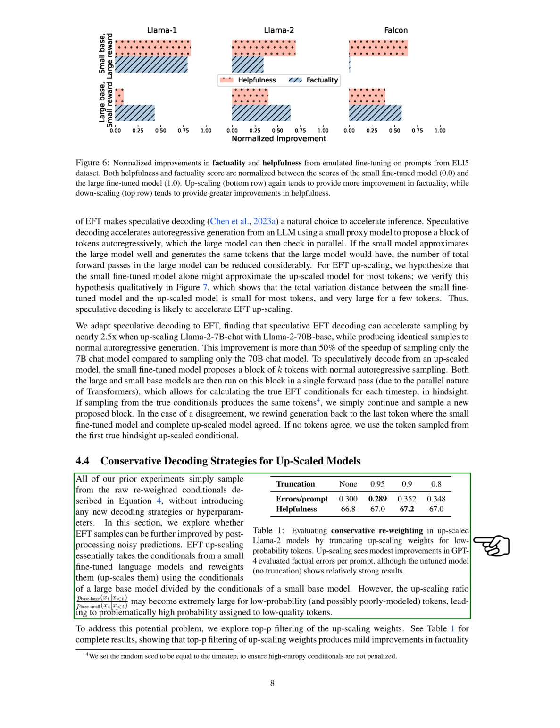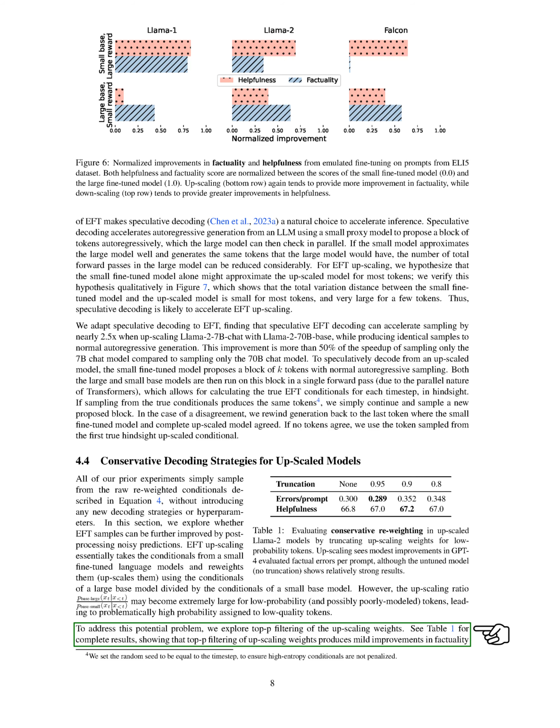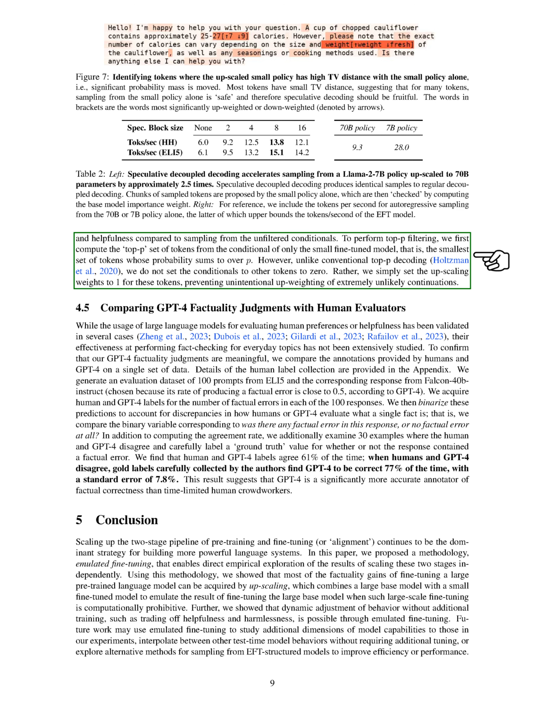EFT upscaling essentially reweights the conditionals from a small fine-tuned language model using the conditionals of a large base model divided by the conditionals of a small base model. However, this can lead to low-quality tokens being assigned a high probability. To address this, we explored top P filtering of the upscaling weights. This method computes the top P set of tokens from the conditional of only the small fine-tuned model, and sets the upscaling weights to 1 for these tokens, preventing unintentional upweighting of extremely unlikely continuations. This approach showed mild improvements in factuality and helpfulness compared to sampling from the unfiltered conditionals.